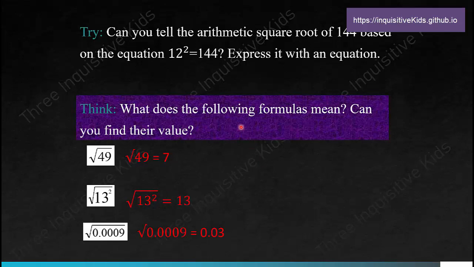Well, we already have this. So 49, the arithmetic square root of 49 is equal to 7. The arithmetic square root of 13 squared is equal to 13. And the arithmetic square root of 0.0009 is equal to 0.03. Not too hard. Okay.